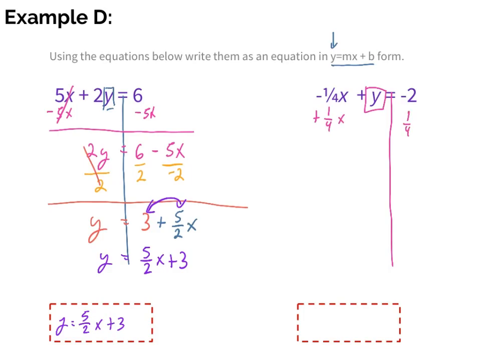And again, I can't add 1/4 x and 2. They're not like terms. So these are going to cancel, bring down my y, and since I can't add the negative 2 and 1/4 x, I'm just going to go with y equals positive 1/4 x minus 2. And again, it's already in slope-intercept form. I don't have to do that weird dividing thing. So my final answer is y equals 1/4 x minus 2.